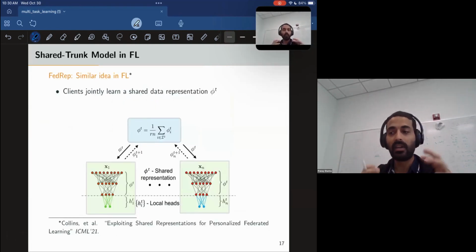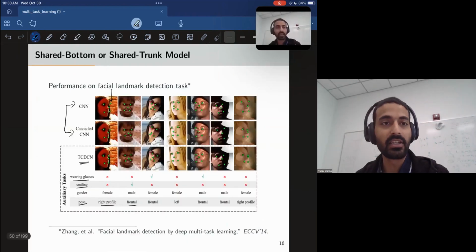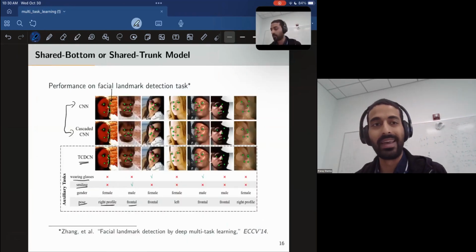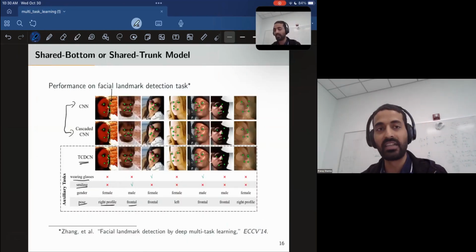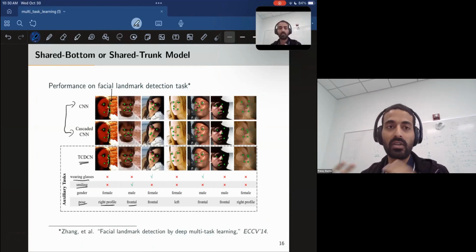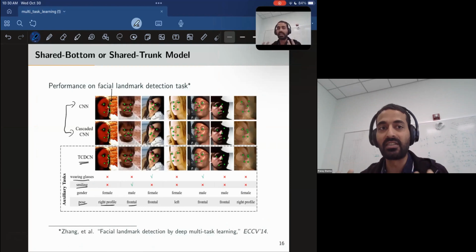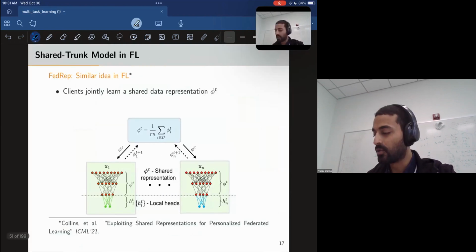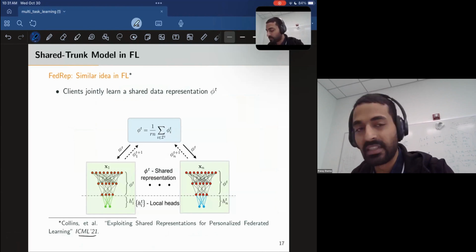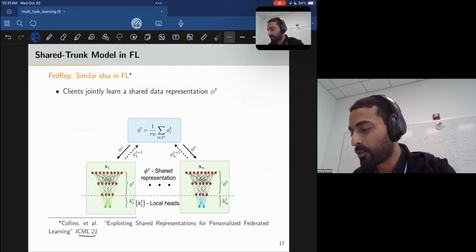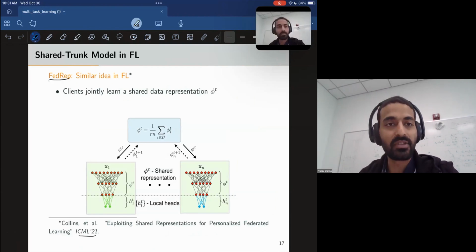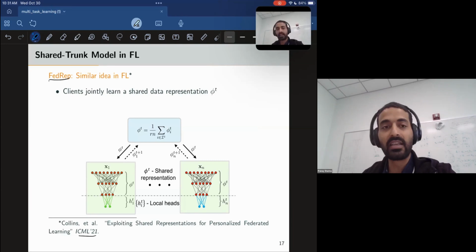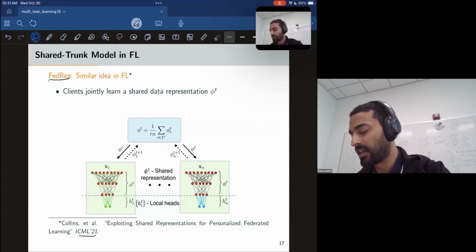Okay, so now we looked at a paper from like 10 years back, and it had some architecture and it did some computer vision tasks. What is the relation? Is there any insight we can borrow for federated learning? It turns out we can. So this paper from ICML a few years back proposed a method called FedRep. Here, rep stands for representation, and they utilized a very similar idea.